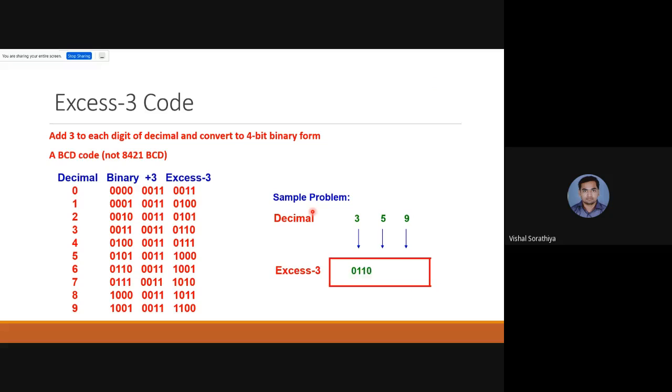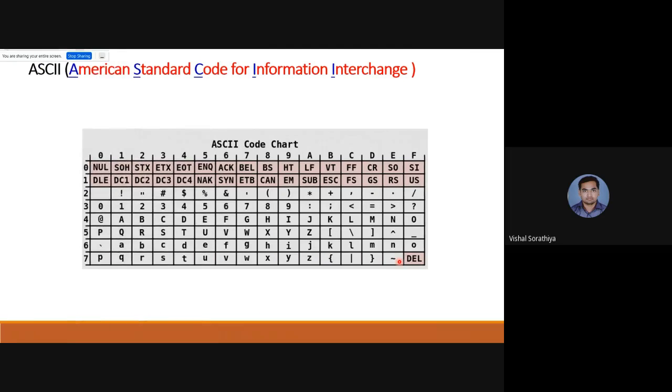If I have an XS3 representation of the decimal number 359, what is the equivalent answer? In place of the 3, I need to place 0110. Instead of 5, I need to write 1000, and instead of 9, I need to write 1100. So this XS3, BCD and all stuff we have already discussed.